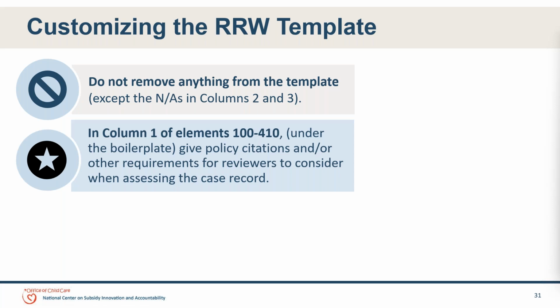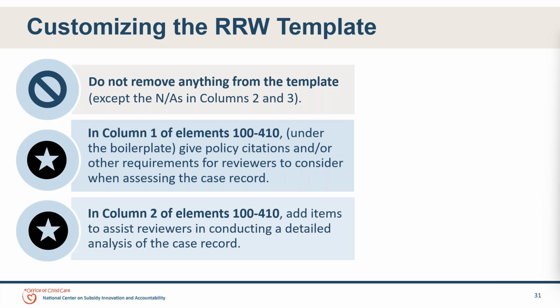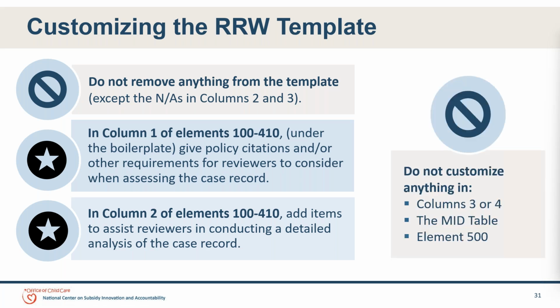In column 1 of elements 100 through 410, underneath the boilerplate, you'll add policy citations or other requirements for the reviewers to consider when they're assessing the case record. And I'll show some examples of this in a minute. In column 2 of elements 100 through 410, you'll add items that reviewers will complete to analyze the case record. You won't be customizing anything in columns 3 or 4, or that mid-table portion, or element 500.